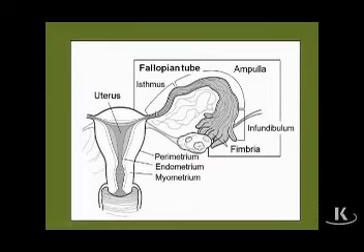The isthmus then enters the uterus at the juncture between the fundus of the uterus, which is the rounded portion above the entrance of the tube, and the body of the uterus below. And then lastly, there's considered to be an intramural portion of the tube before it opens into the uterine lumen.